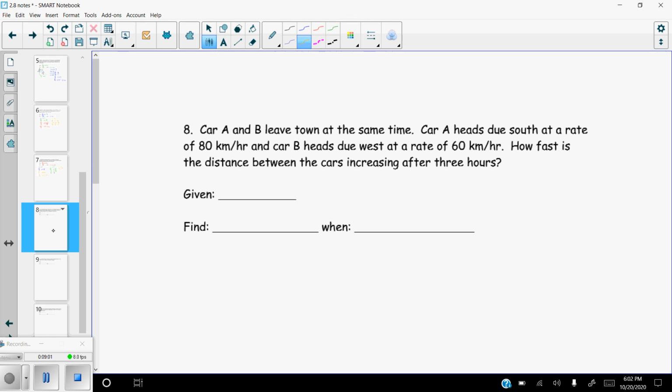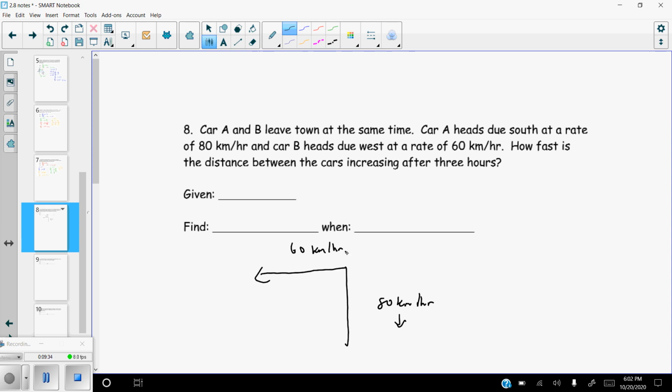Car A and B leave town at the same time. Oh boy, here we go. Everybody's favorite type of problem. Car A and B leave town at the same time. Car A heads due south at 80 kilometers per hour. So 80 kilometers per hour that way. Car B heads west. That's this way. At 60 kilometers per hour.